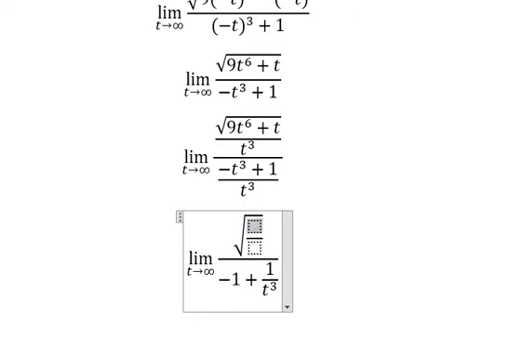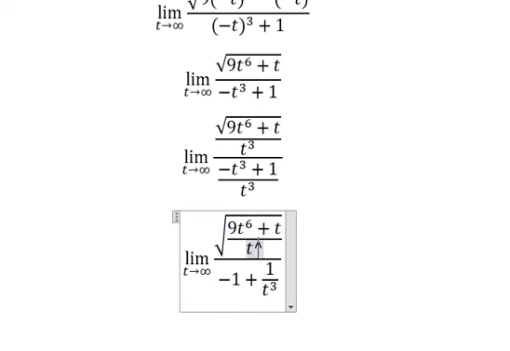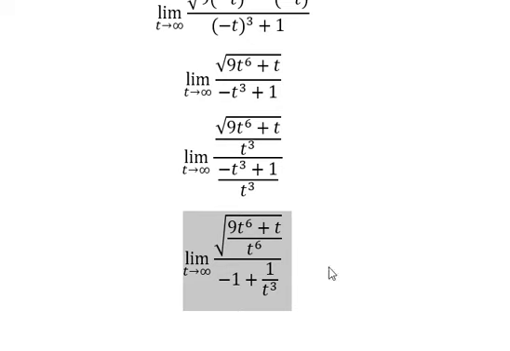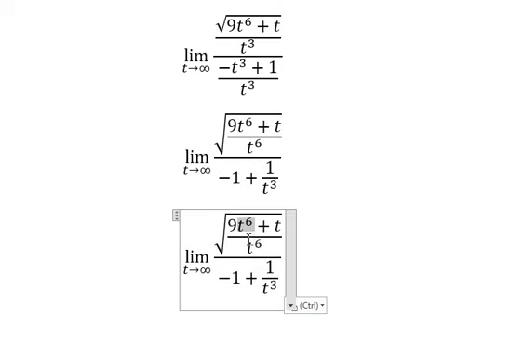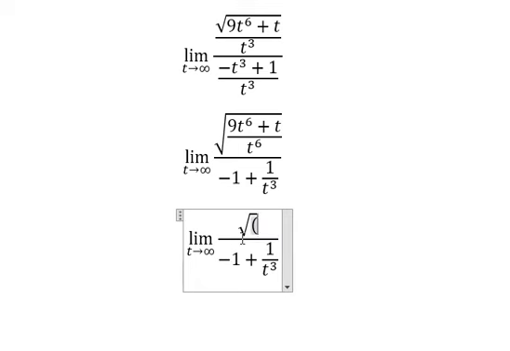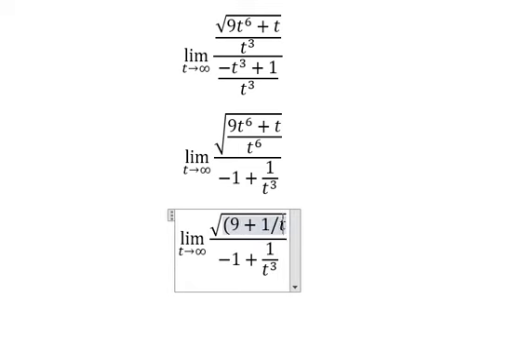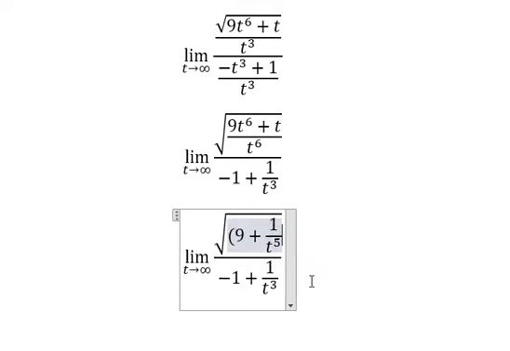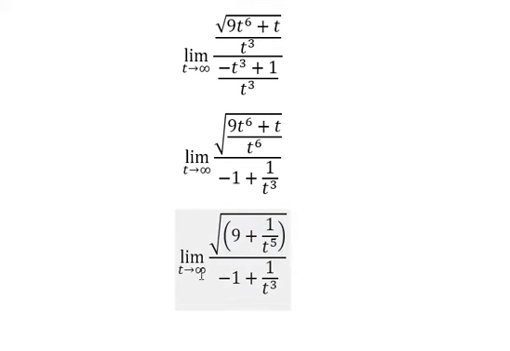That is 9t to the power of 6 plus t over t to the power of 6. So this one divided by this one and t divided by this one. So we have 9 plus 1 over t to the power of 5. When t approaches positive infinity, this one goes to positive infinity. 1 divided by positive infinity, you get 0. Similar for this one in here. And now we have the final answer.